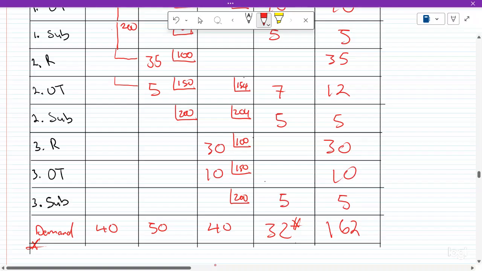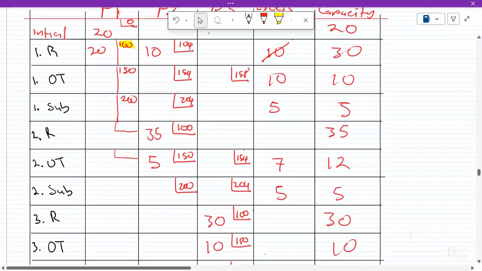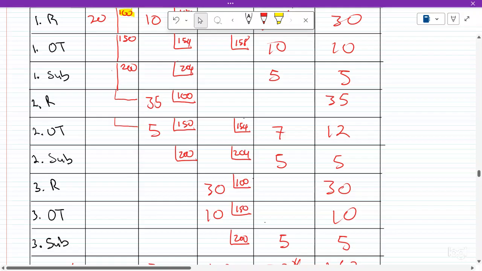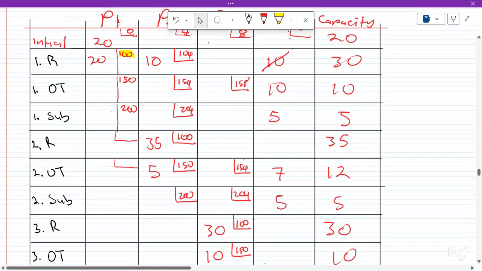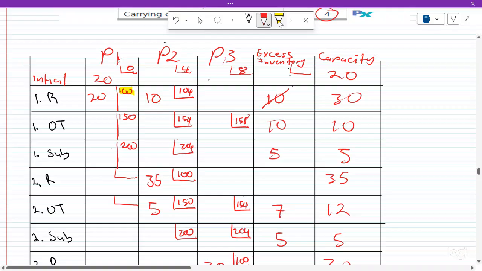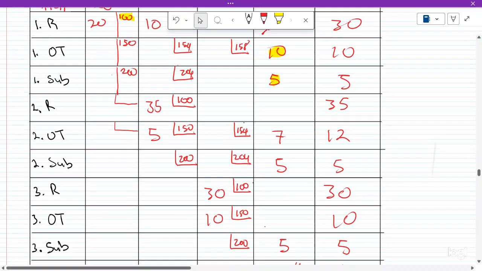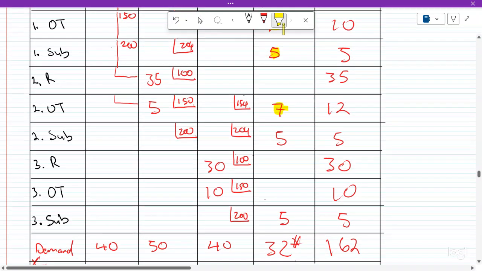Okay, then now we need to make sure for it. Now you can see that we oversupplied by this much. 10 plus 5 plus 7 plus 5 plus 5, and the answer is 32. We've oversupplied by 32, so we are finding it on this row. These ones, 10, 5 and 7 and 5 and 5, they are now giving us this 32.